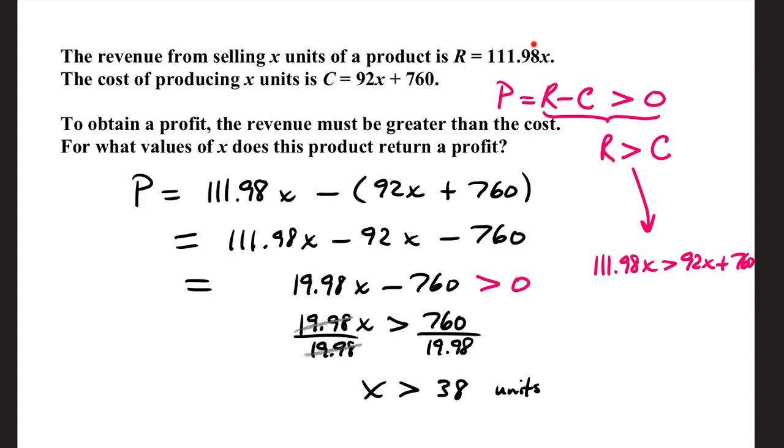That's to take function R and subtract function C from it. So we have revenue minus cost. The cost function has two terms in it, so we have to be careful to subtract both terms. Combining like terms, 111.98x minus 92x is 19.98x. Minus 760 from the distribution, that's a different term. It's a constant, so we're just going to drag it along.